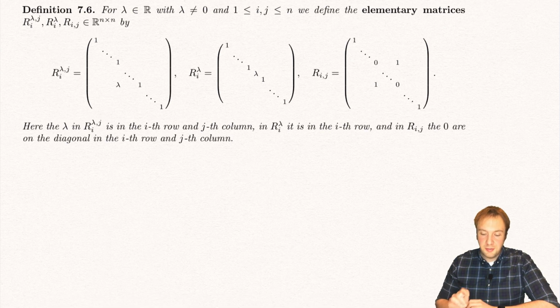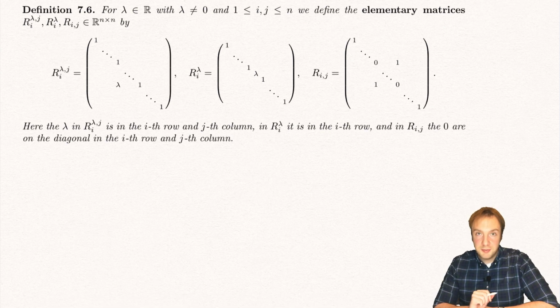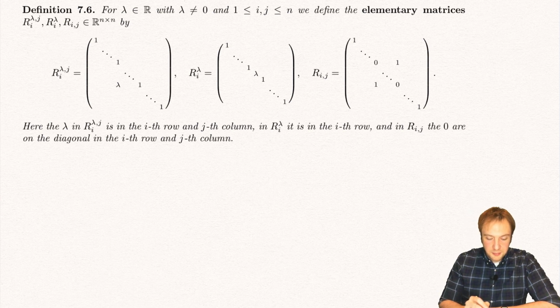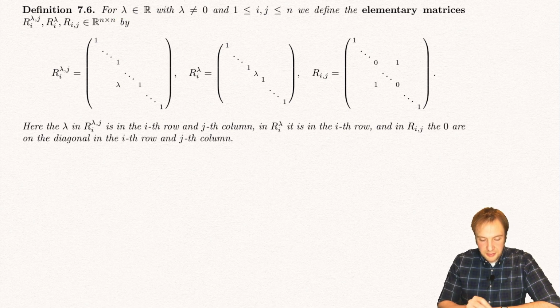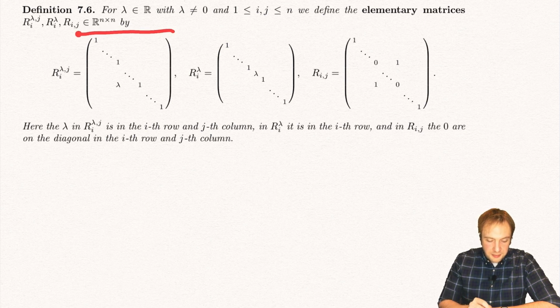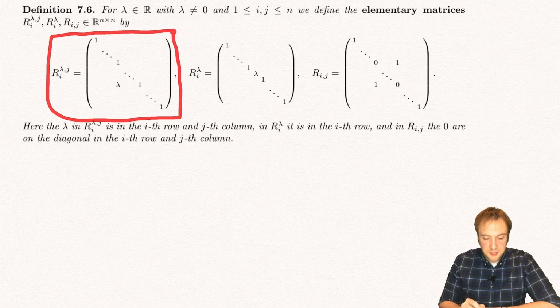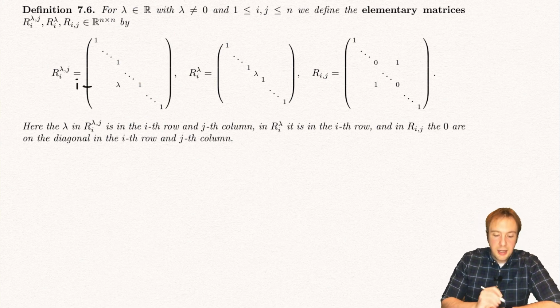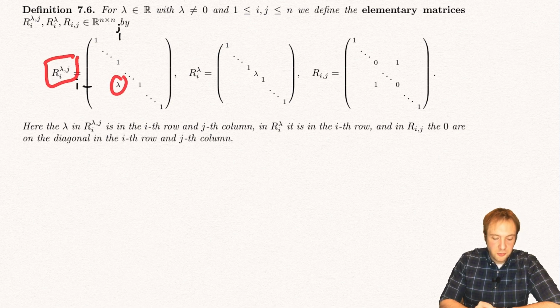But the statement is, there are 3 types of matrices which correspond to these 3 row operations, and the first, so if I have a lambda, a scalar lambda, and we consider these n by n matrices here, then the first type of elementary matrices is given by this matrix here, which has 1s on the diagonal, and here in row i and in column j I have a lambda, and this matrix we denote by R lambda j i.